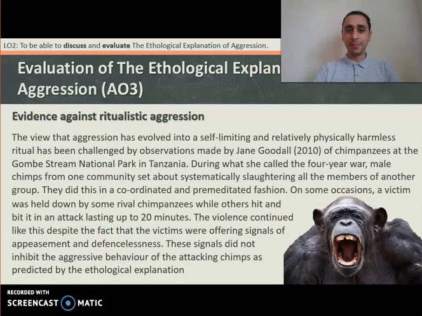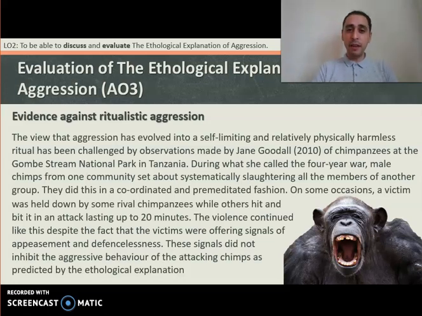Here's our next point. Evidence against ritualistic aggression. The view that aggression has evolved into a self-limiting and relatively physically harmless ritual has been challenged by observations made by Jane Goodall of chimpanzees at the Gombe Stream National Park in Tanzania.